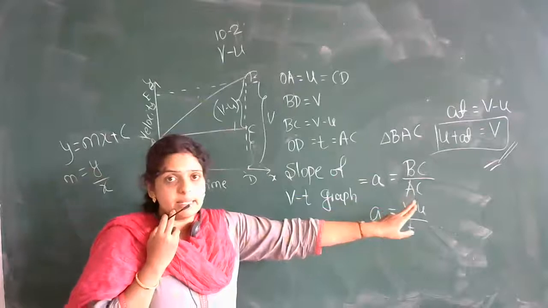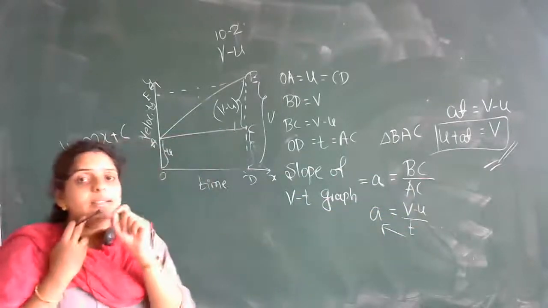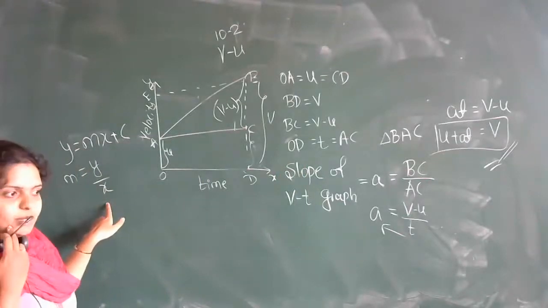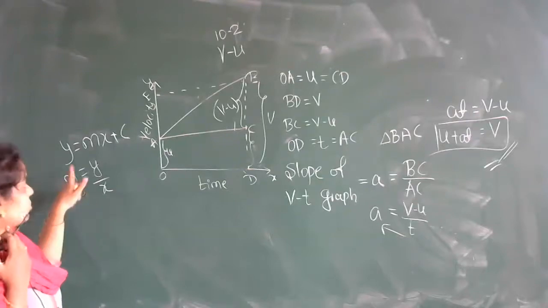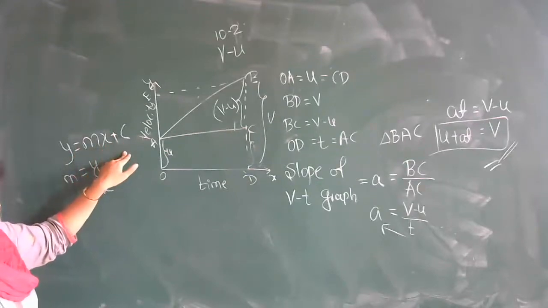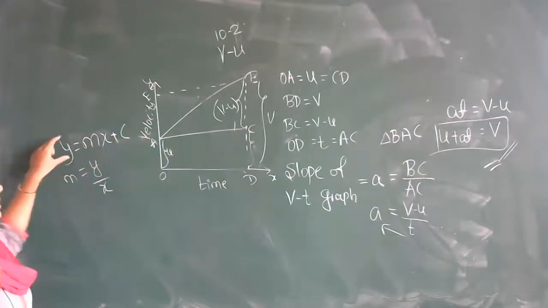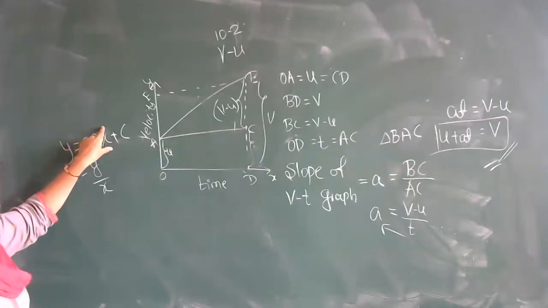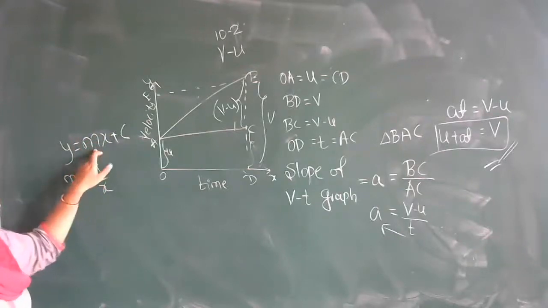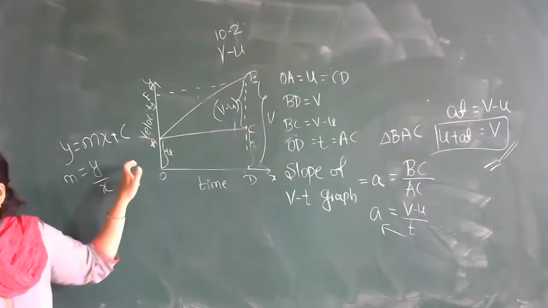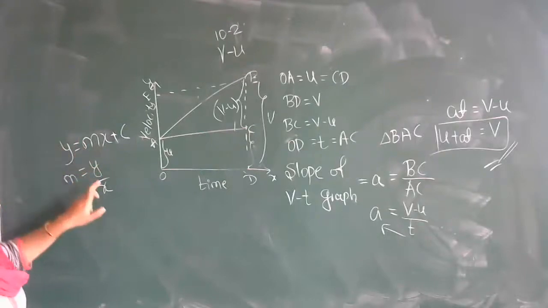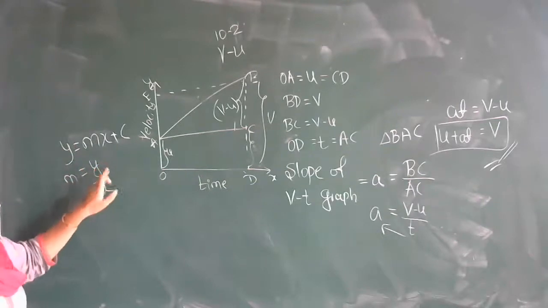It is nothing but acceleration, because we know that slope is equal to y-axis divided by x-axis. This you remember from the previous video. We have the equation of a straight line as y is equal to mx plus c. This is the y-axis, this is the x-axis. Actually, in mathematics they call it the coordinates of x and y. Here m is the slope. So m is equal to y divided by x.